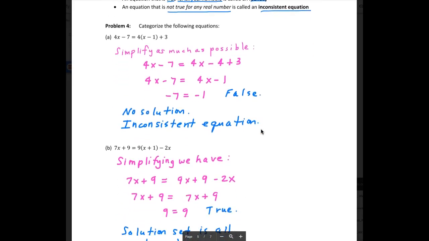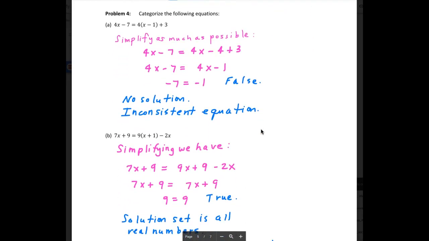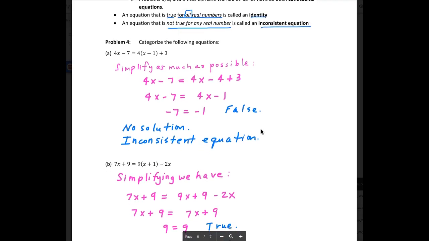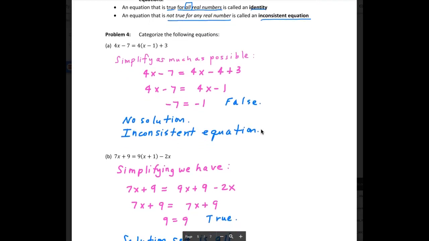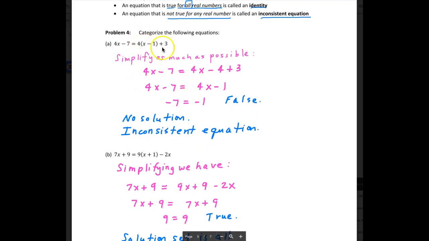Right? In problem 4, when we're asked to categorize something, what that means is that we basically want to simplify the equation as much as possible on either side and just see what falls out. What do we get? And let's try to make sense of it. Nothing to do on the left side. On the right side, I'm going to distribute this 4 and simplify. So I get down to this step here.